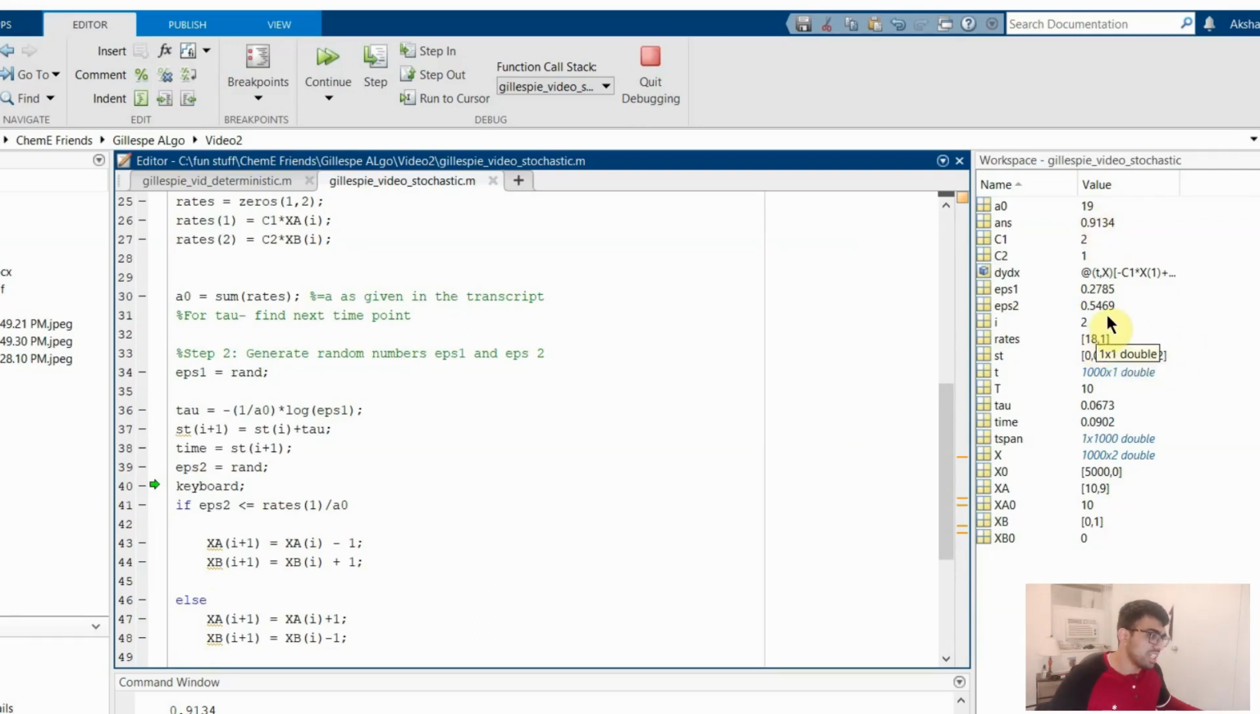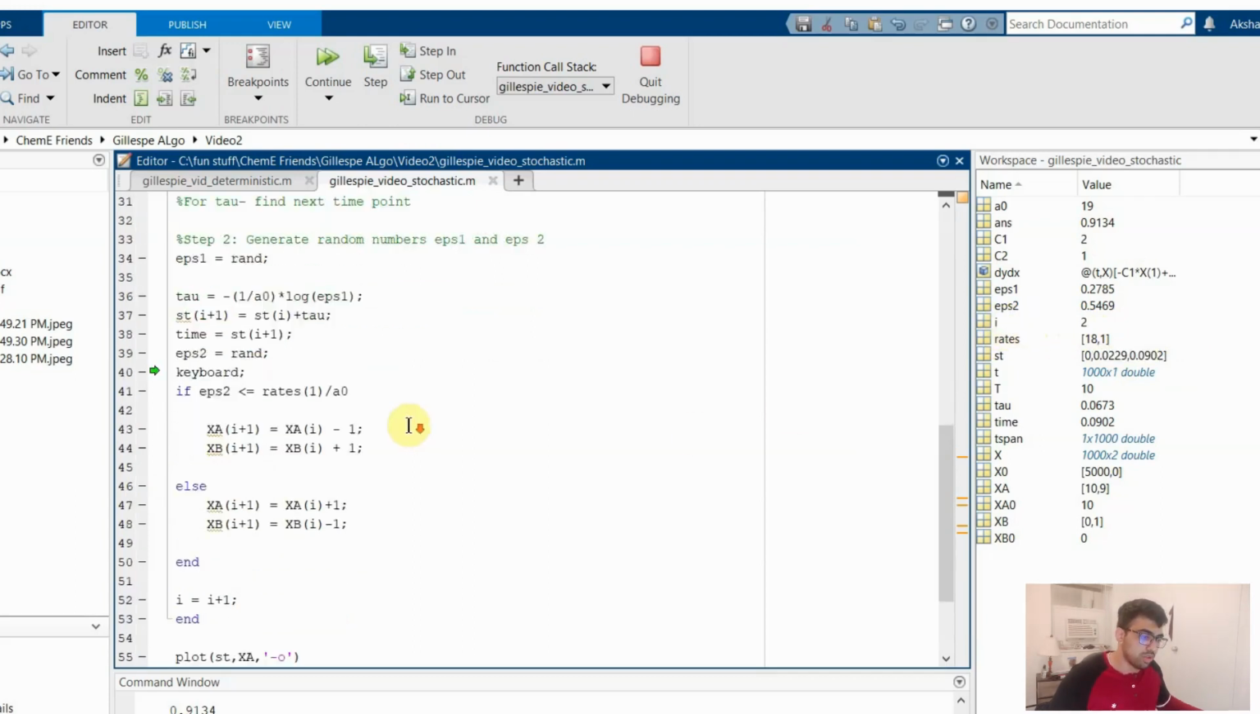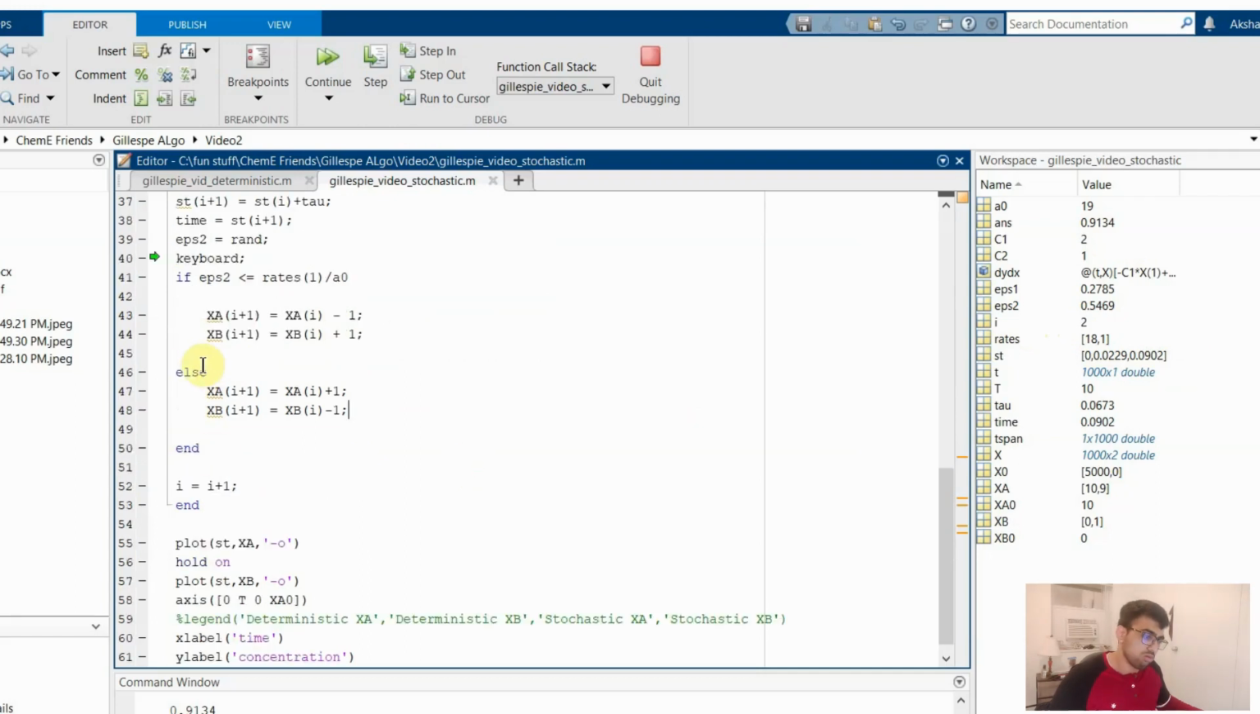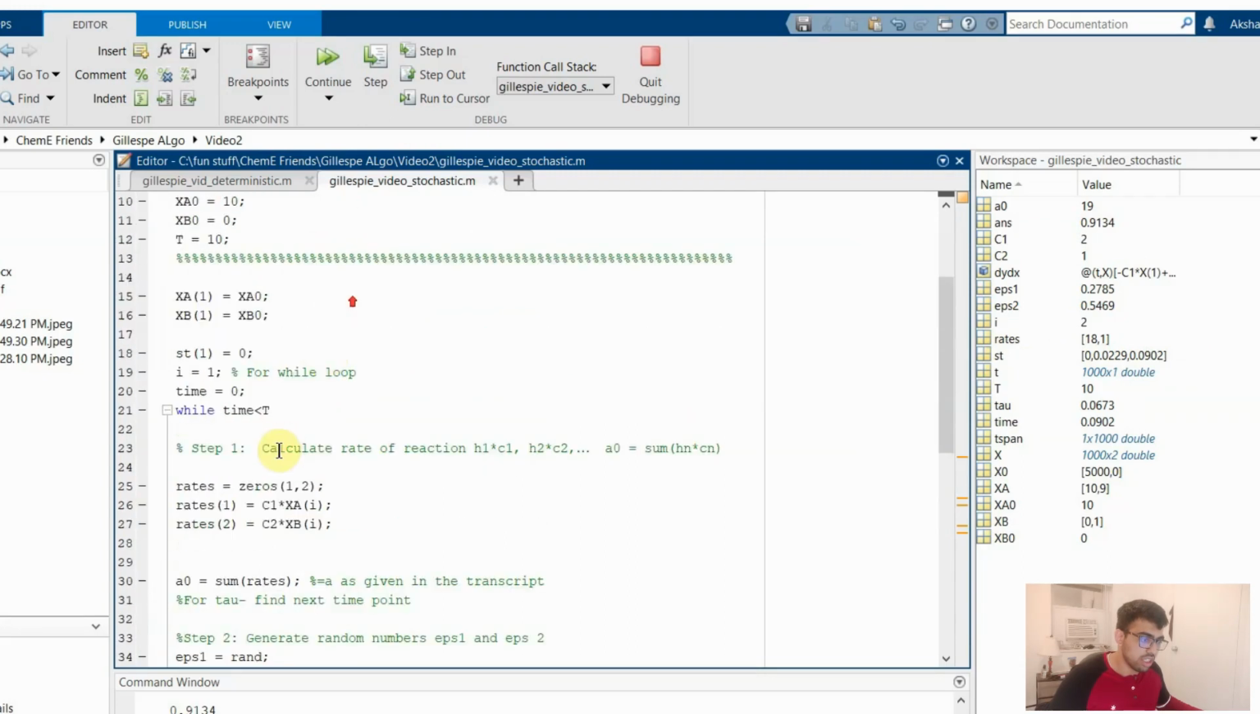I'm pretty sure 18 over 19 is well above 90%, so this is 0.9 something. So only if epsilon 2 had been above 0.9 something, the second reaction would have taken place and we would have used the else statement. So we continue with this, and we iterate until our time reaches capital T, and that's when the code ends.